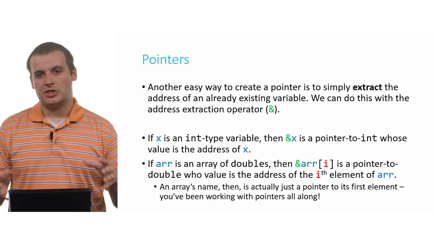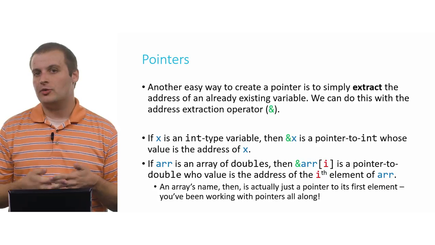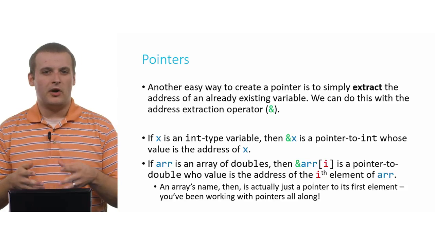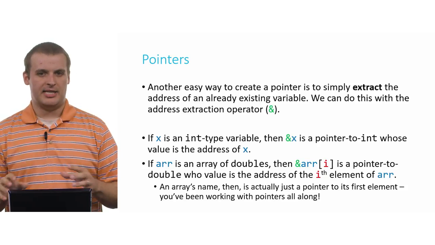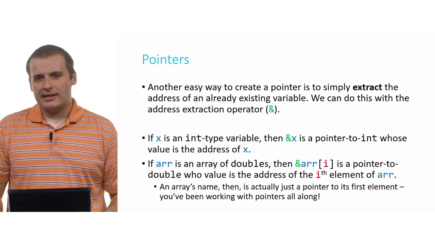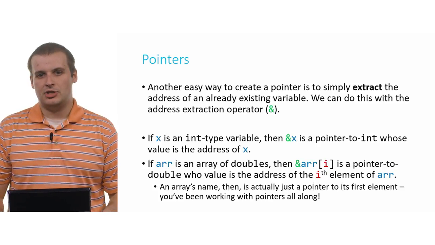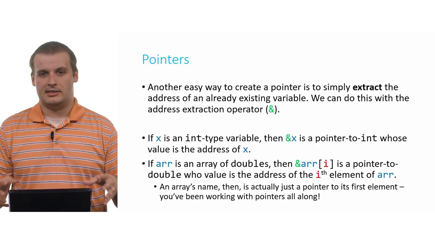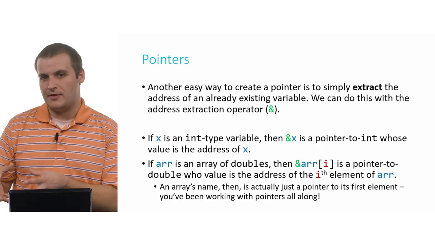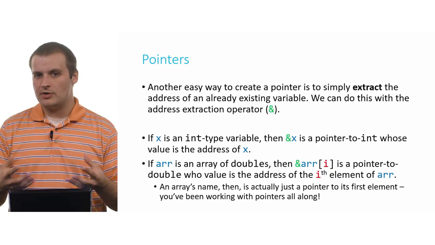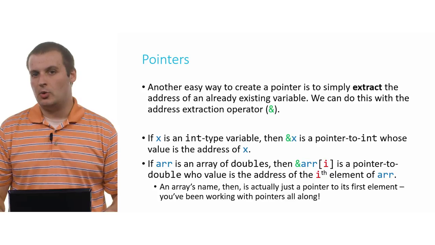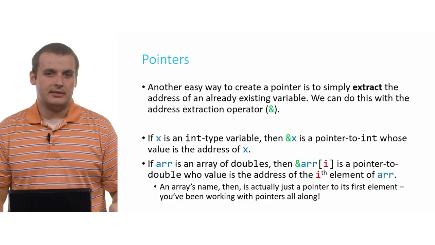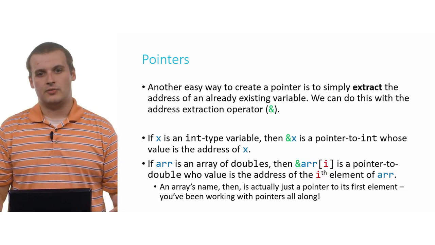Another way to create a pointer is to extract the address of a variable you've already created. You do this using the ampersand operator, address extraction, which we've already seen previously in the first diagram example I showed. So if x is a variable that we've already created of type integer, then &x is a pointer to an integer. Remember, ampersand is going to extract the address of the thing on the right. And since a pointer is just an address, &x is a pointer to an integer whose value is where in memory x lives. It's x's address. So &x is the address of x.